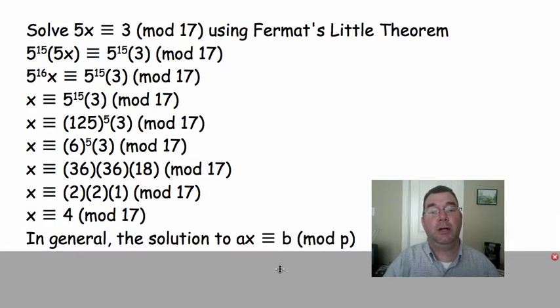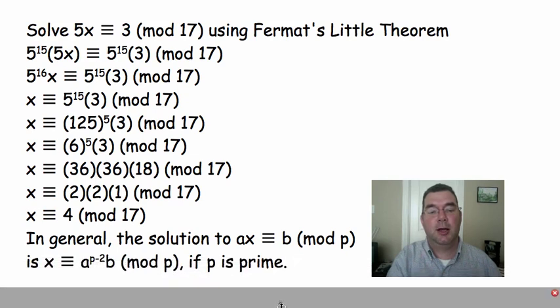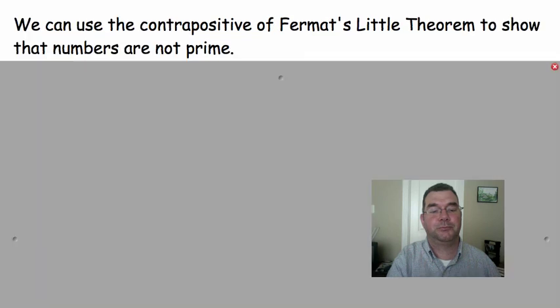Now, if you want to know what to do in the general case, when you've got something times x congruent to a number, mod p, and p has to be a prime in order for this to work, remember. What I'm going to do, remember I want to get a to the p minus 1 over here, and right now I've got a to the 1. So what I do is I multiply both sides by a to the p minus 2. And so that's going to create a 1 on the left-hand side.